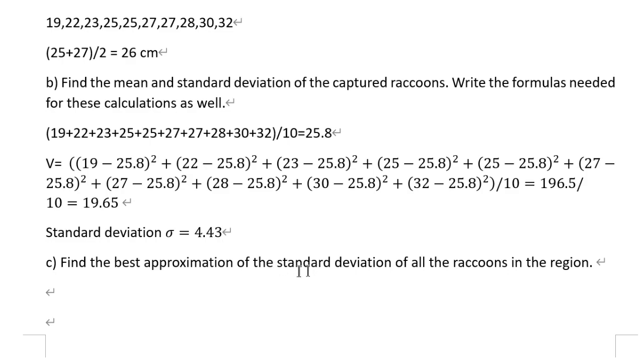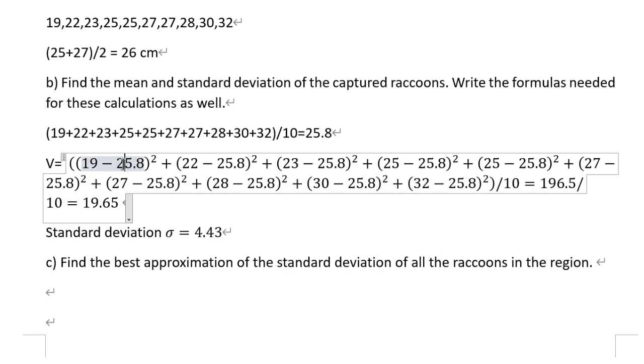Find the best approximation of the standard deviation of all the raccoons in the region. Now, you might think this is the exact same thing as this, but there is something called the Bessel's approximation, which says that instead of dividing by 10, you have to divide by 10 minus 1 for the populations. And the reason is this. When we did this variance, we subtracted by the mean value of the sample, right? And the mean value of the sample has the tendency to be closer to the data you selected than the actual mean from the entire population.